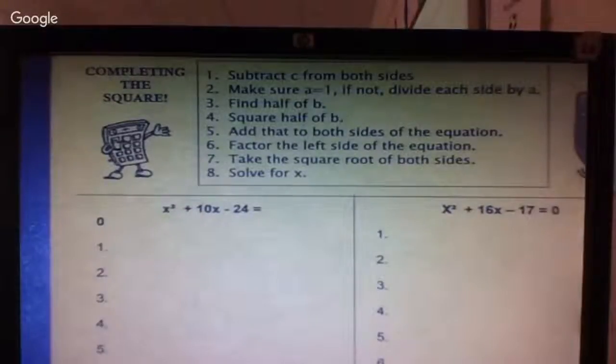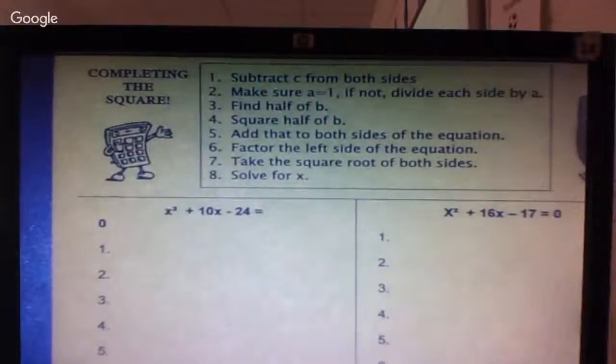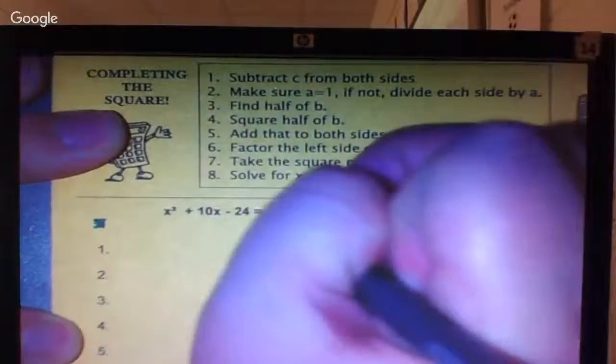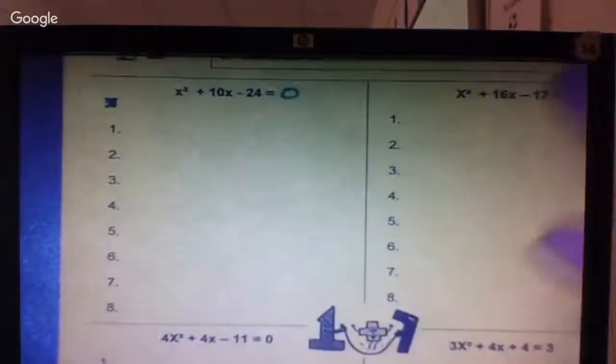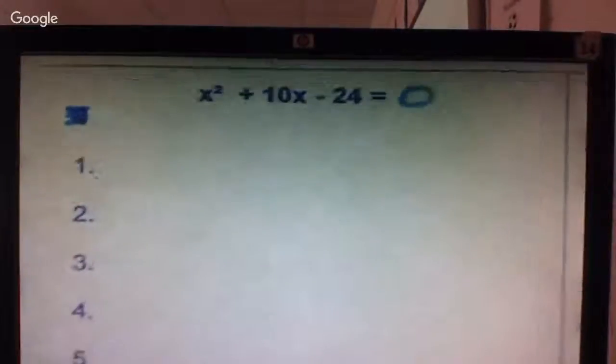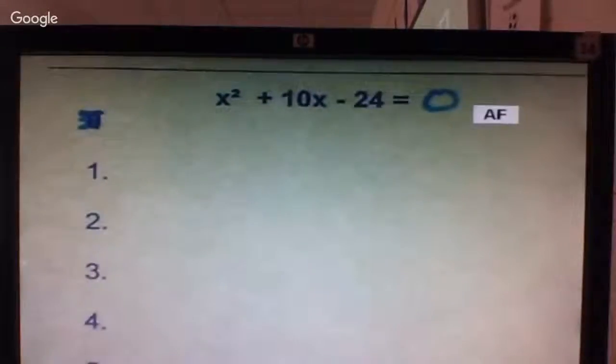Okay. So, to help you out, on this page, I have listed every step that we have done. Okay? So, here are all your steps to reference on completing the square. I don't know why this 0 went down here. This 0 should have been up here. Yes. Okay. Let me blow this up here. You ready? All right.